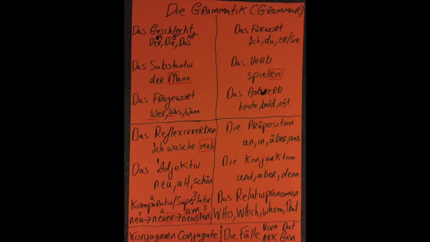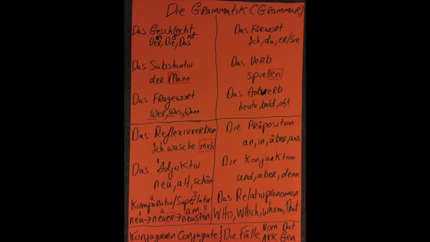So when learning a second language or an additional language, it's useful to know the building blocks or the mechanics of the language going forward. So let's start with each concept. The first one is das Geschlecht, which is the gender of a word in German. So we have der, die, and das, masculine, feminine, and neuter.